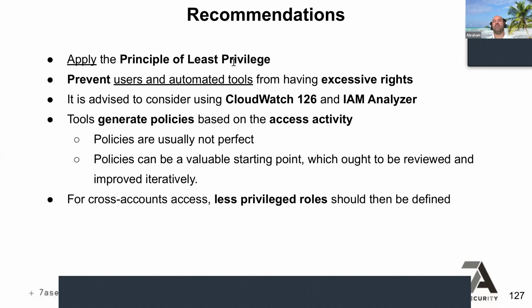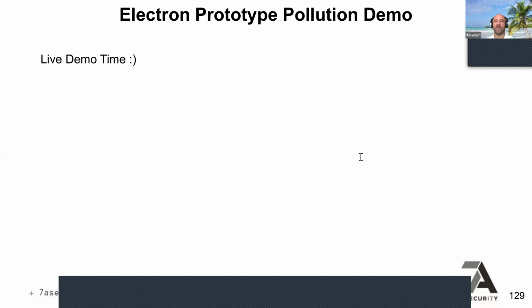And then the way to mitigate this type of problem is very tricky, right? But you should try to apply the principle of least privilege, giving users as few permissions as possible so they cannot do stuff like this, and prevent users and automated tools from having excessive rights. You can also use tools such as CloudWatch or IAM Analyzer to help you generate policies based on the access activity and so on, right? This was one of the issues.